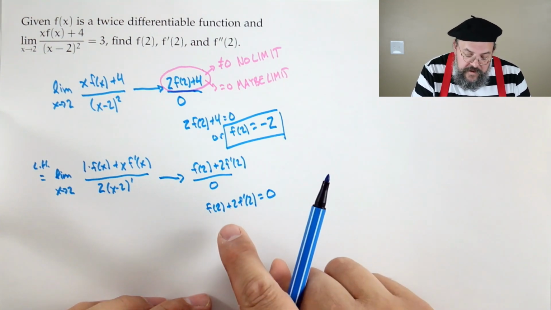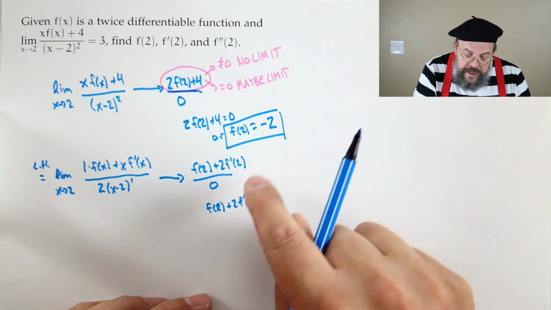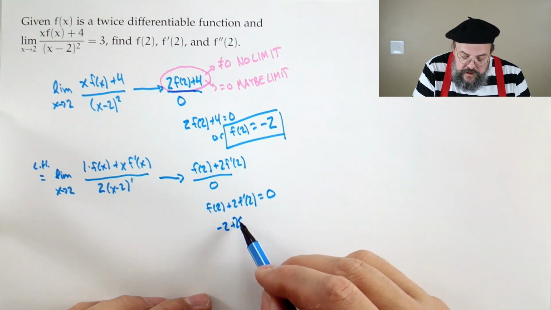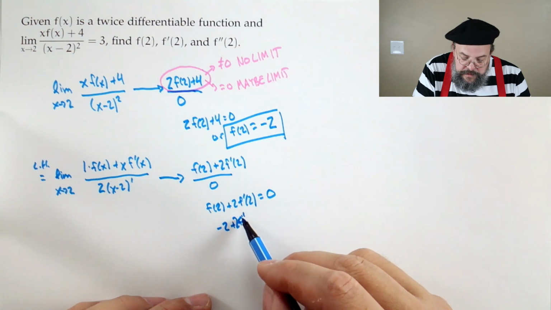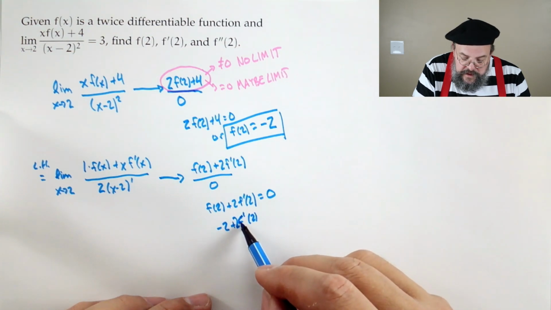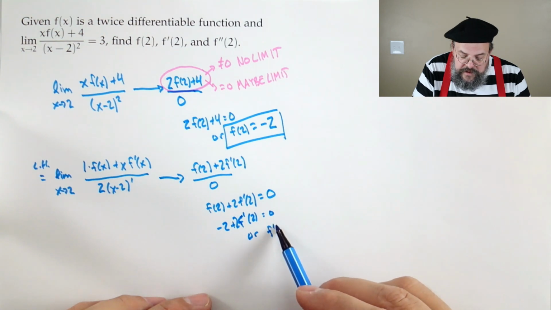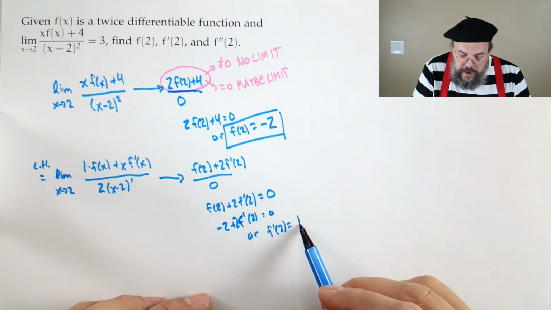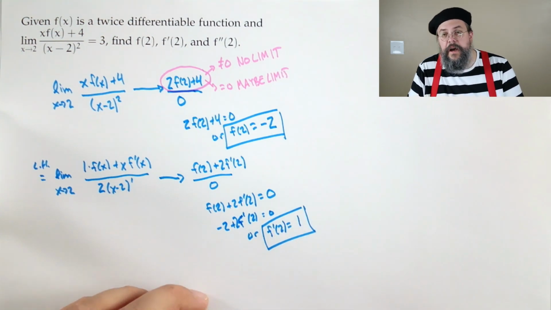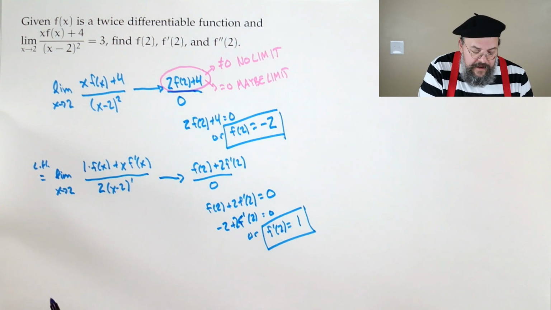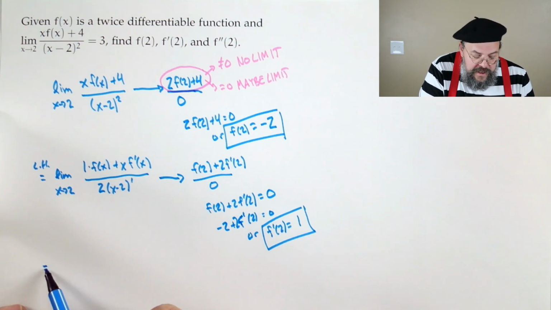All right, so what does that tell us? Well, we know what f of 2 is, so minus 2 plus 2 f prime of 2 equals 0, which really tells us that f prime of 2 has to equal 1. So now we know what f prime of 2 is. f prime of 2 is 1. All right, so what can we do next? Well, we can apply L'Hopital one more time.